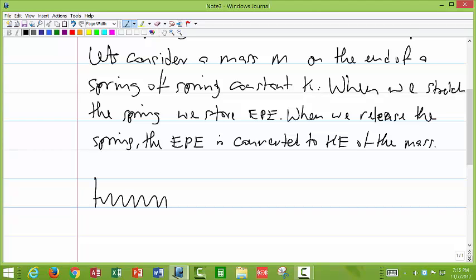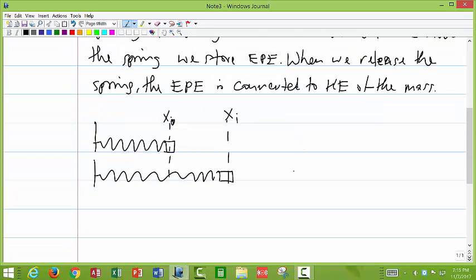So we have the mass initially this way. This is xi, and then we stretch it to a certain point here. Let's say this is x0. Actually, hold on a second, let me do it a different way. Let's say this is x1. And so we stretch it, and when we release it, this is what I want to do.